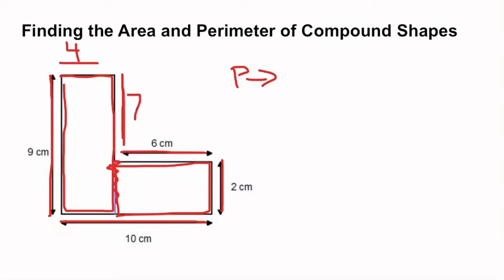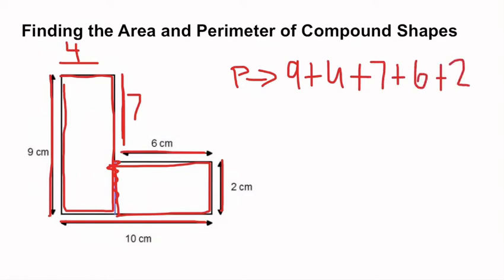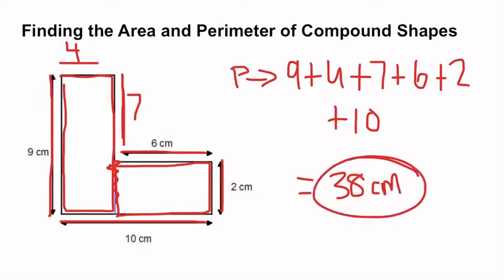Now remember that the perimeter is all of these lengths added together. So for us, that's going to be 9 plus 4 plus 7 plus 6 plus 2 plus 10, which totals to 38. Once again, note that the unit for perimeter is not centimeters squared, it's just centimeters, because we're talking about the length all around the shape.